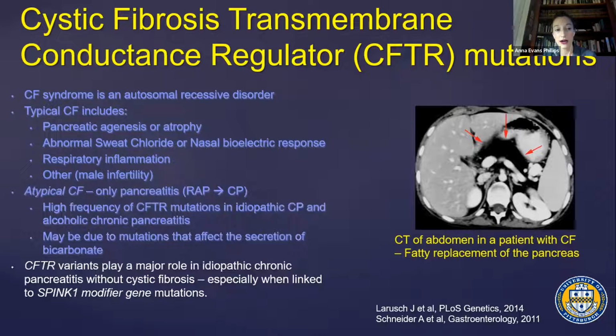And so what I would say is that cystic fibrosis variants can play a major role in idiopathic chronic pancreatitis, even without a classically described cystic fibrosis syndrome. This can also be of interest when it's linked to things like SPINK1 mutations, another gene that is well described, which can modify the presentation.